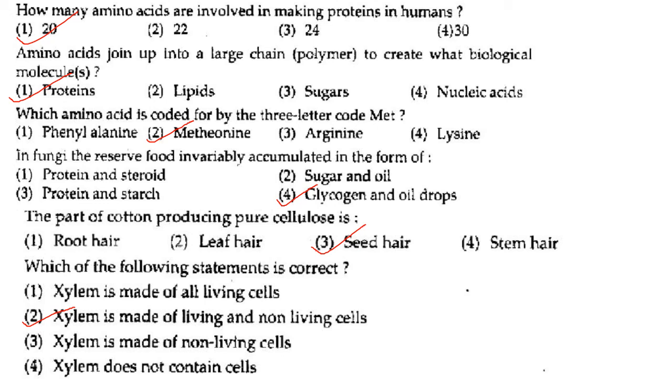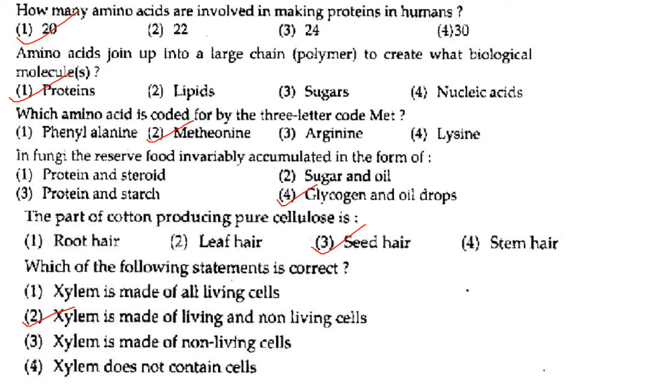Which amino acid is coded for by three-letter code MET? Option 1, phenylalanine, 2, methionine, 3, arginine, 4, lysine. Answer is option 2, methionine. In fungi, the reserve food is invariably accumulated in the form of option 1, protein and steroid, option 2, sugar and oil, option 3, protein and starch, option 4, glycogen and oil drops.